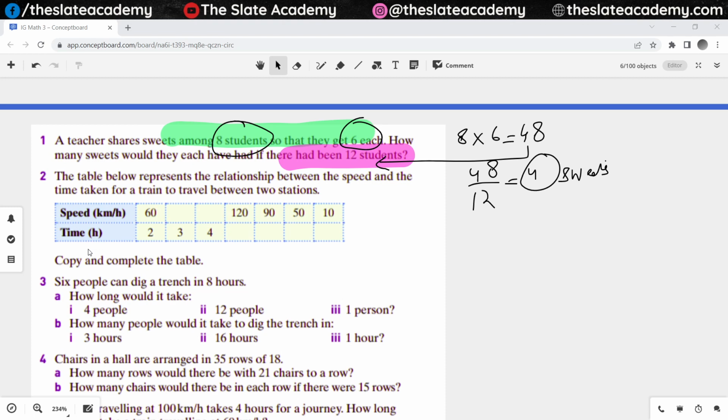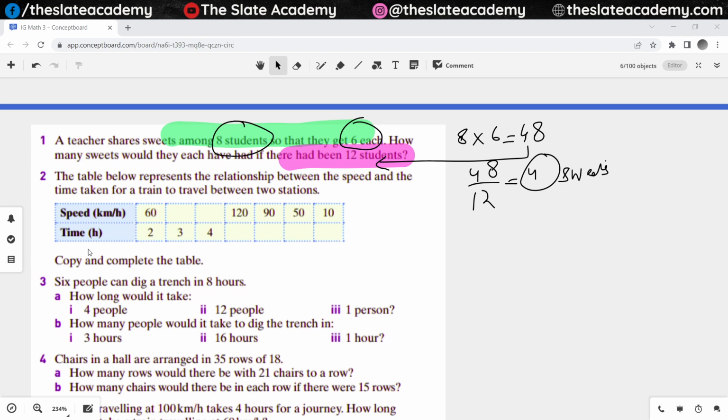Read out question number 1, please. Read out question number 1. Just pause. If each student is getting 6 and there are 8 children, how many sweets are there in total? If each person gets 6 sweets and there are 8 people, how many sweets are there?